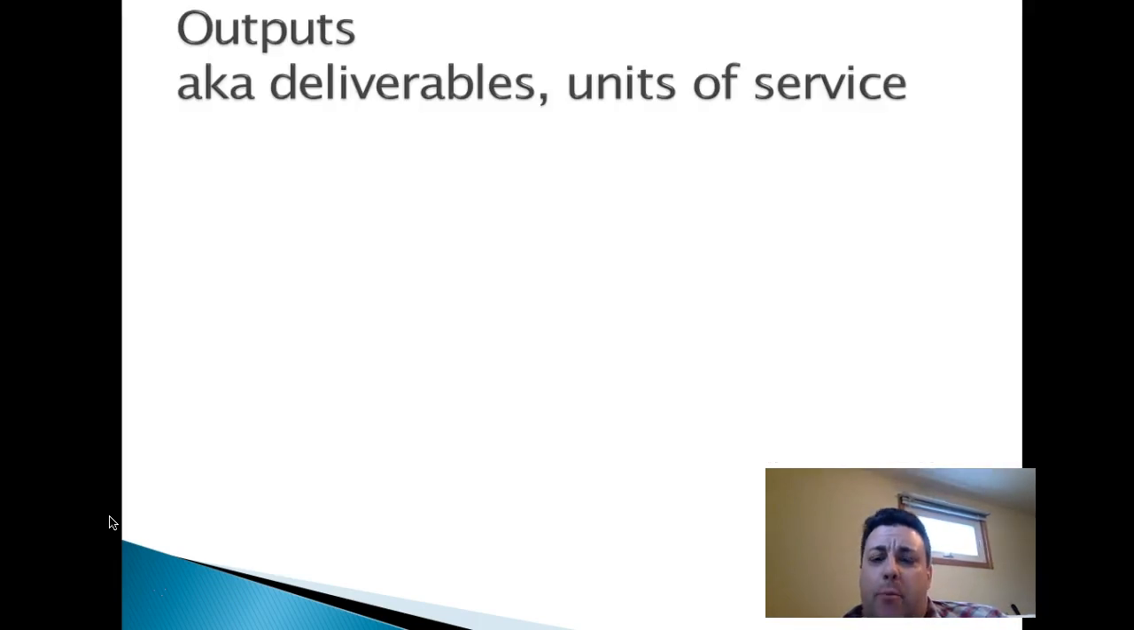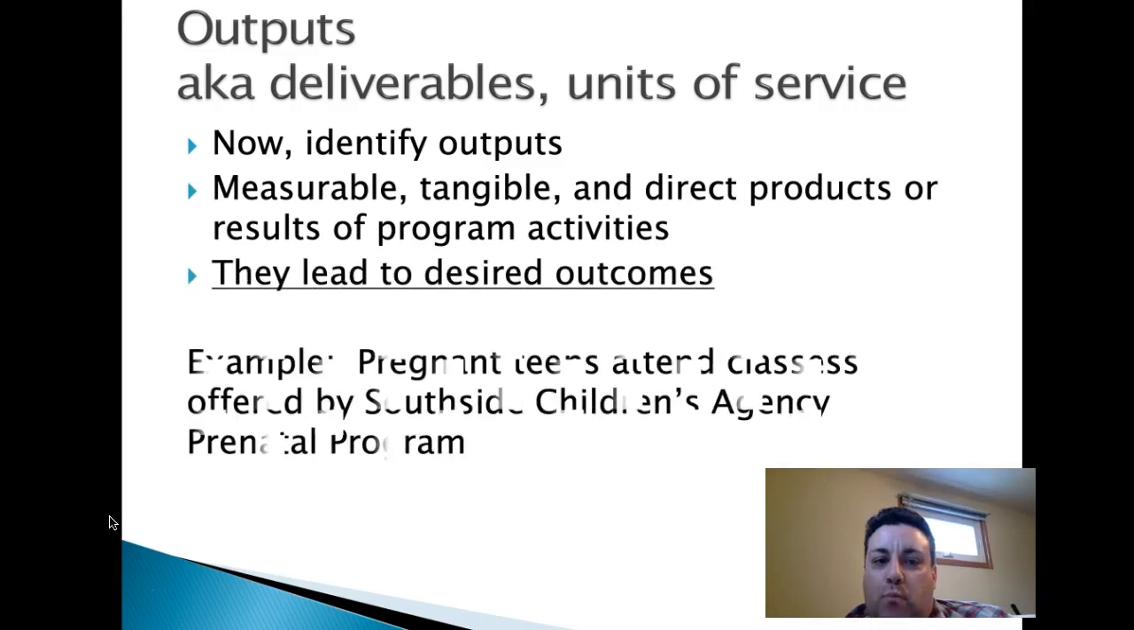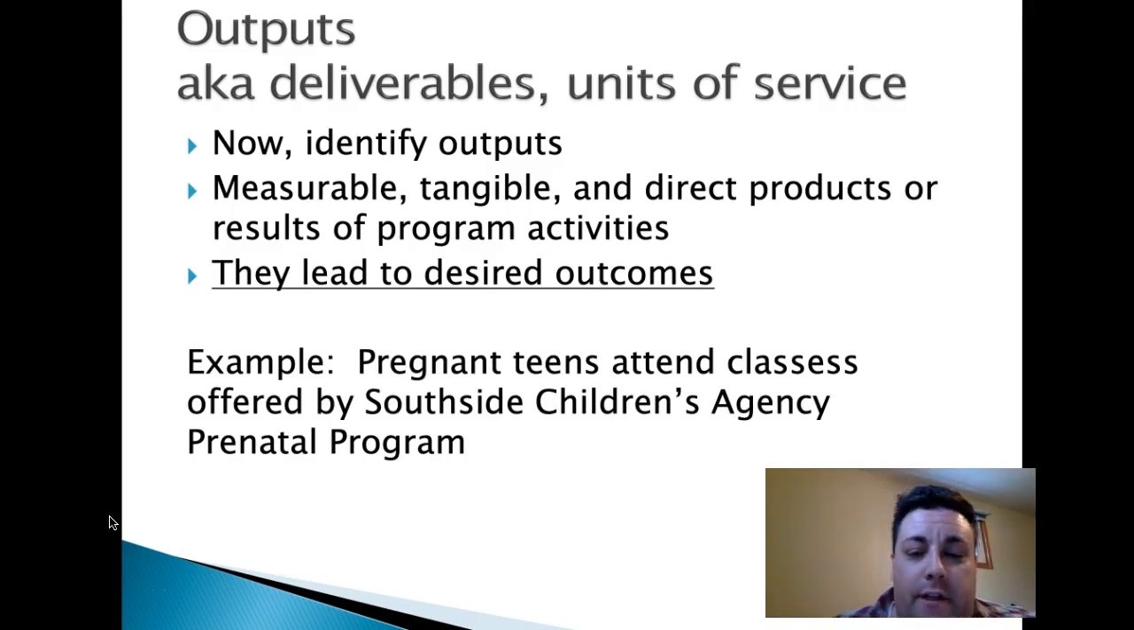So then outputs. Outputs are these deliverables or these units of service. So what is the consequence of the activity? What happens when the activities are completed? These are the things that lead to those desired outcomes. Here's an example from, again, this fictitious Southside example that I'm using. The pregnant teens would attend classes offered by this program, where they would complete therapy sessions, or they would complete mentoring sessions, right? Maybe they would complete homework if that was part of what the intervention model looked like.